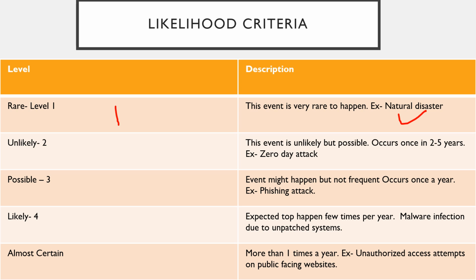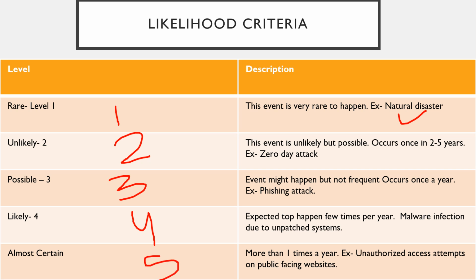If any event is likely but possible, for example every 2 to 5 years, like a 0-day attack, mark it as 2. If an event might happen but not frequently, occurring once in a year, for example phishing, mark it as level number 3. If it is expected a few times per year, for example malware functions due to unpatched systems, mark it as 4. And if it happens multiple times in a year, for example unauthorized access events on a public facing website, mark it as 5.